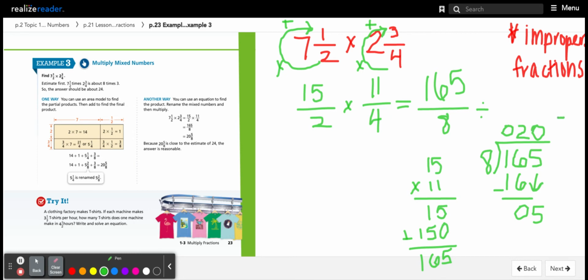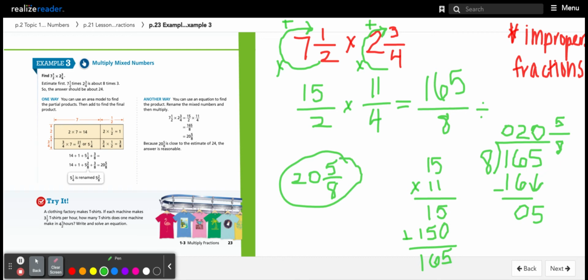So I'm going to rewrite that as a fraction. My 5, my remainder, becomes my numerator. What I was dividing by, my divisor, becomes my denominator. So my final answer is 20 5/8. All of this work should be in your notebook.